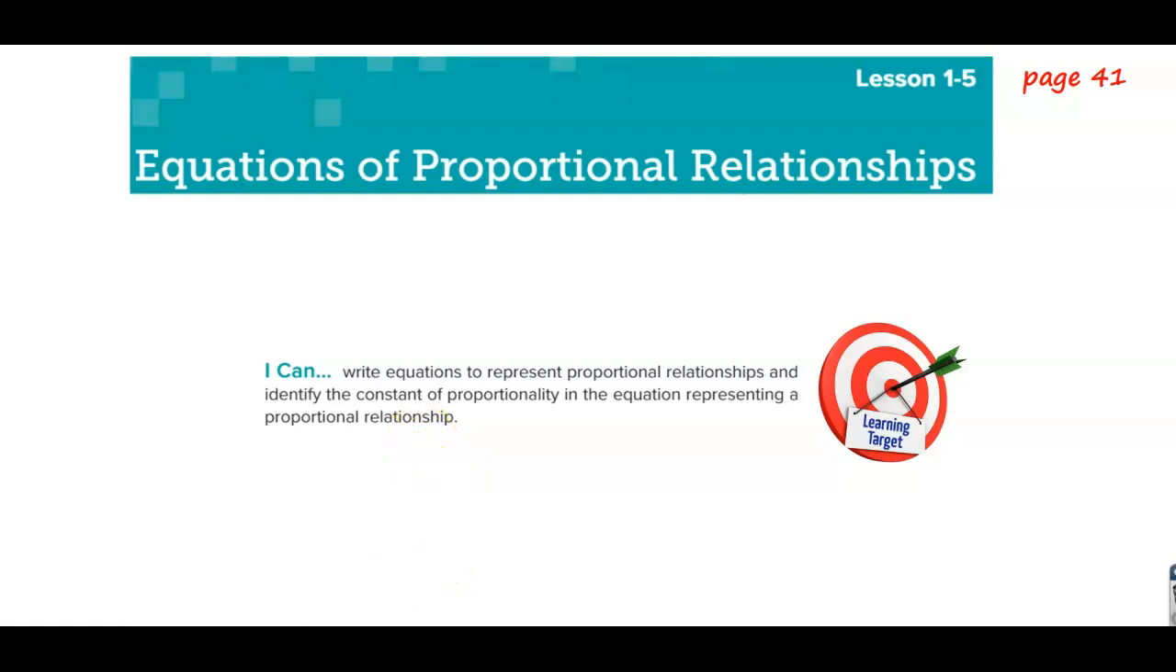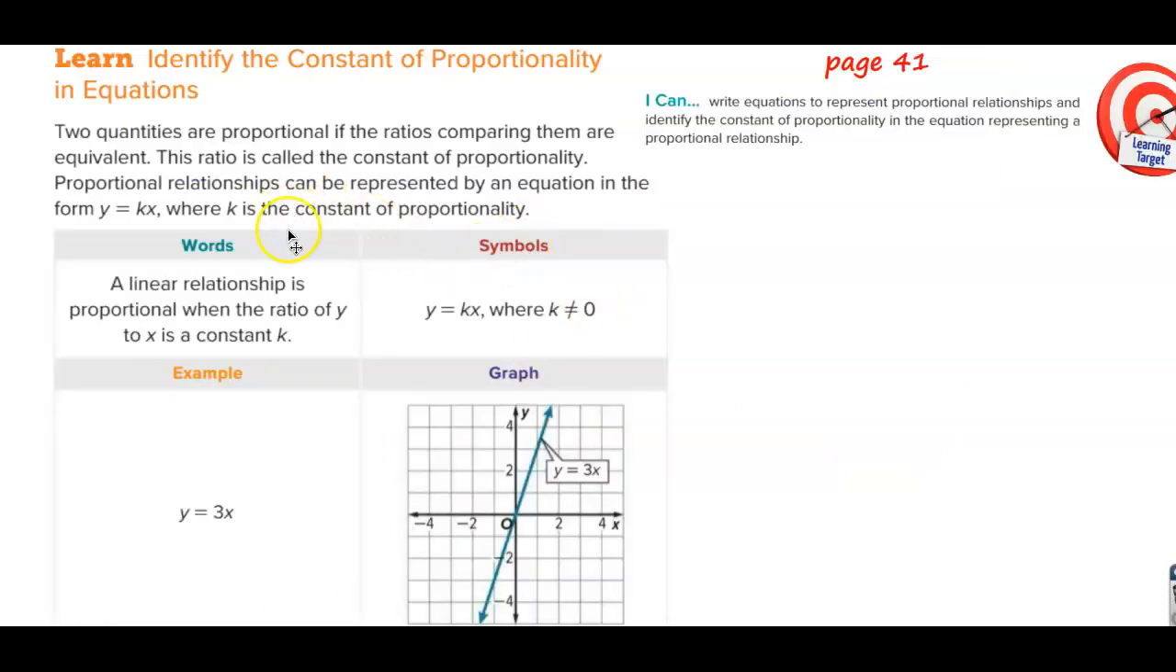All right, and this is what it's going to look like. Here it says 2 quantities are proportional. You know that already if the ratios comparing them are equivalent. The ratio is called the constant of proportionality. Proportional relationships can be represented by an equation in the form y equals kx, where k is the constant of proportionality. So here they're going to write the equation.